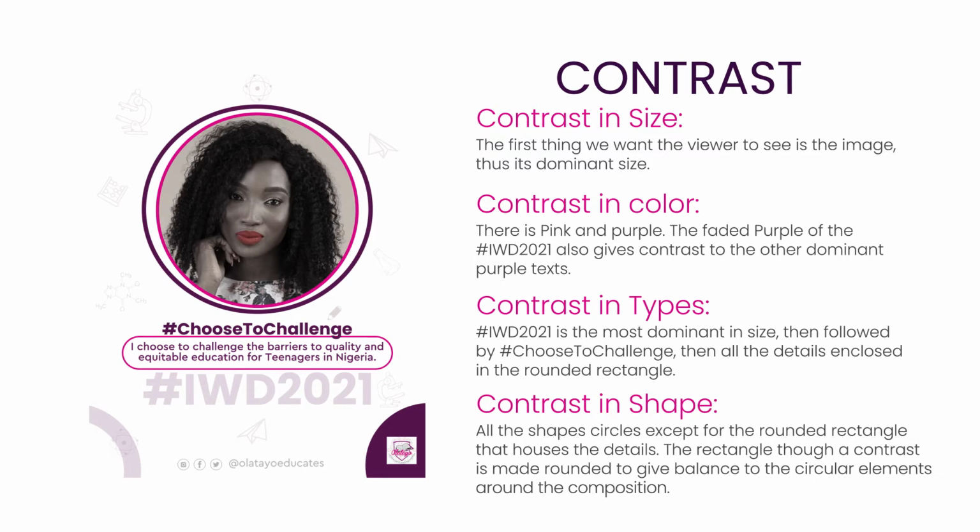Then there's contrast in shape. All the shapes are circles except for the rounded rectangle that houses the details. Now, even though this is a rectangle, remember what I said? In as much as we are trying for contrast, we should aim for harmonious contrast. Though the rectangle is another shape, different from the circle all through that we've been having, the rectangle itself is a rounded rectangle to give the idea of harmonious contrast.